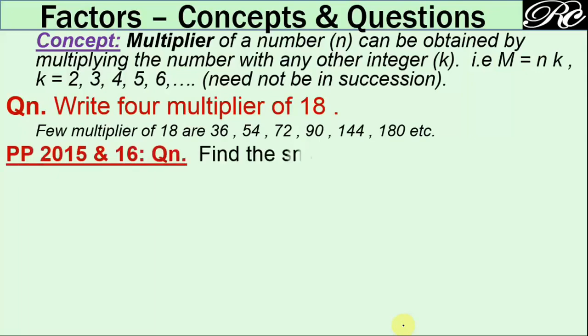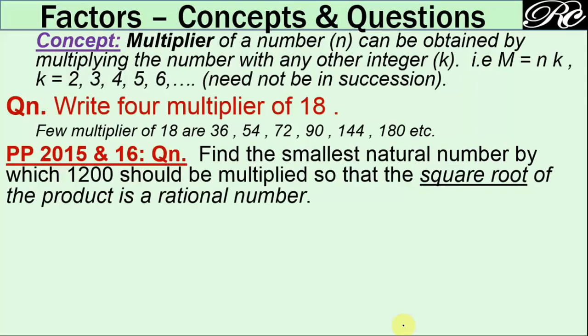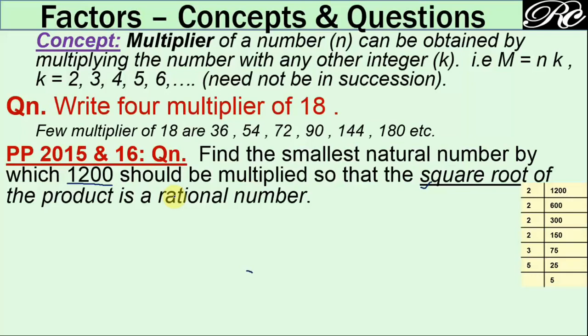Coming to the next question, which was asked in 2015 and 16. Find the smallest natural number by which 1200 should be multiplied so that the square root of the product is a rational number. So we have to get the smallest natural number which you can multiply to this 1200 so that it becomes a perfect square. Means if we take the square root of this, we will get a natural number or integer. So for getting that, go for factorization of this 1200. Here it is represented in tabular form.